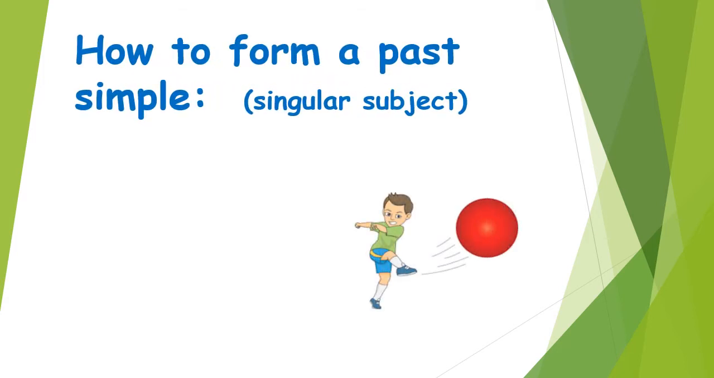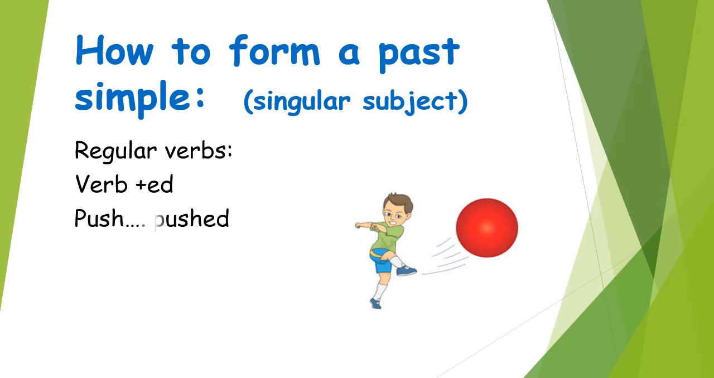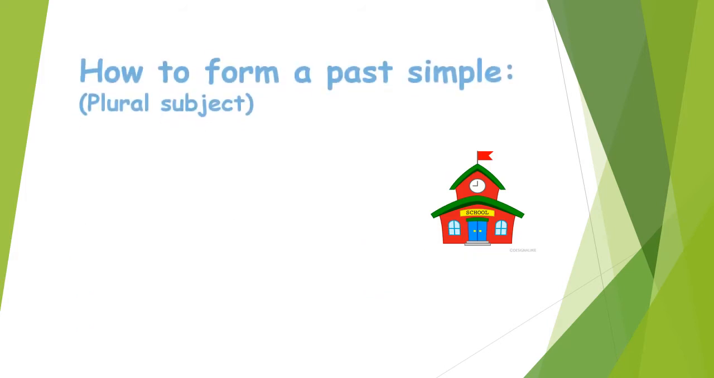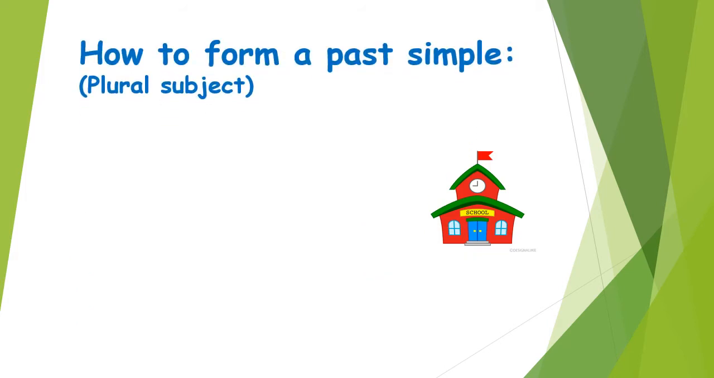Now let's see how to form a past tense when we have singular subjects. We have regular verbs with us. Regular verbs are those verbs which are just ending with ed. For example, push turns into pushed. I kicked the ball. You closed the door. He wiped the table.